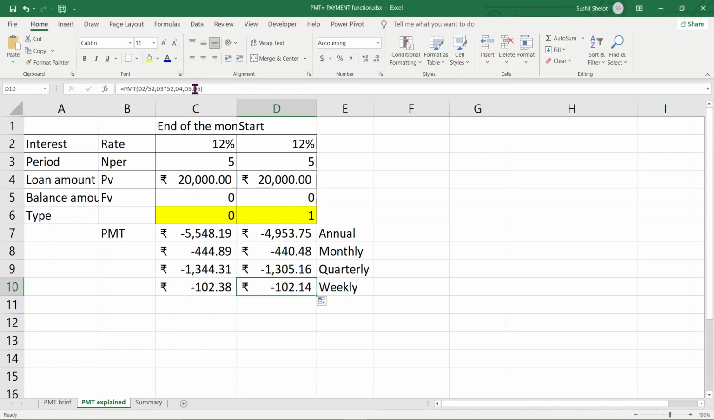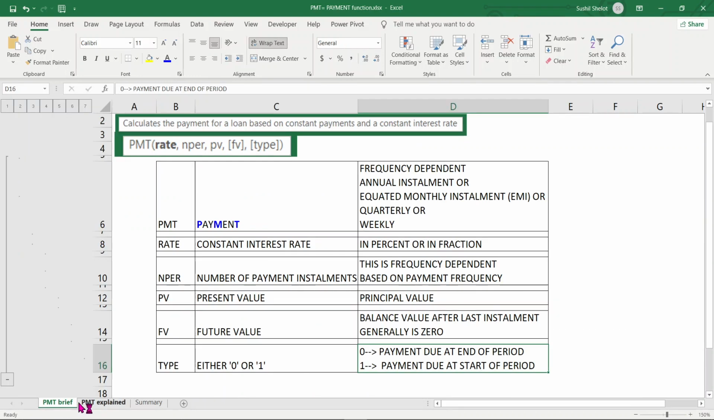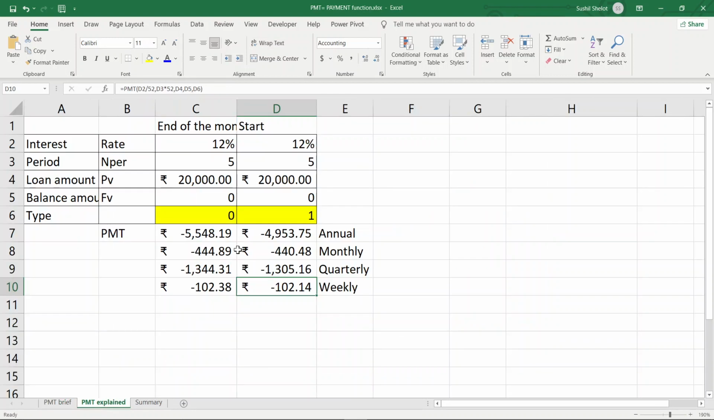So I'm going to go over here and I'm going to change this as fine. This is D6 and it's perfectly okay. So there it is. If you see now, with the beginning of the month the values are to be different from that of the end of the month. So there it is.